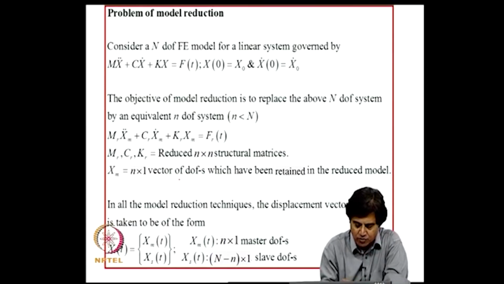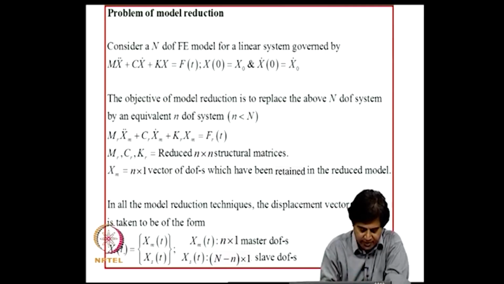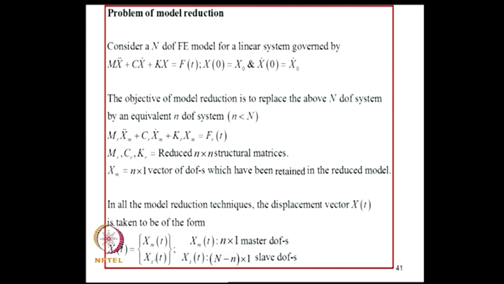Xm is an n cross 1 vector of degrees of freedom which have been retained in the reduced model. In all the model reduction techniques, the displacement vector x of t is partitioned as xm of t and xs of t. Xm of t are the degrees of freedom that we want to retain in the reduced model, xs of t are the degrees of freedom which we would like to eliminate.